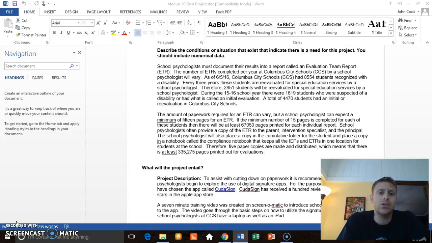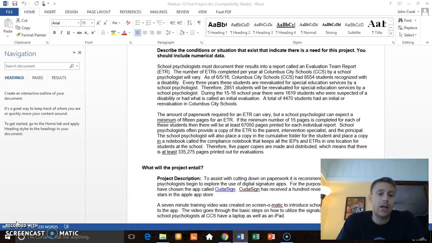One of the concerns that I have at Columbus City Schools is the amount of paper that is used, and one of the ways to cut down on that cost will be to address how much paper is printed out relating to school psychologists. School psychologists are responsible for writing an evaluation team report for a student who is or may not be found eligible for special education services. A report is required to make that determination.